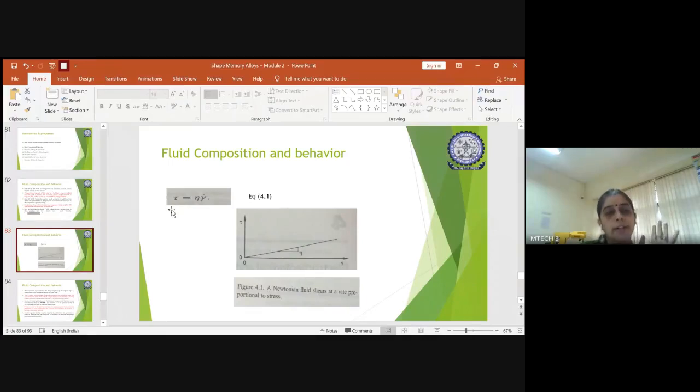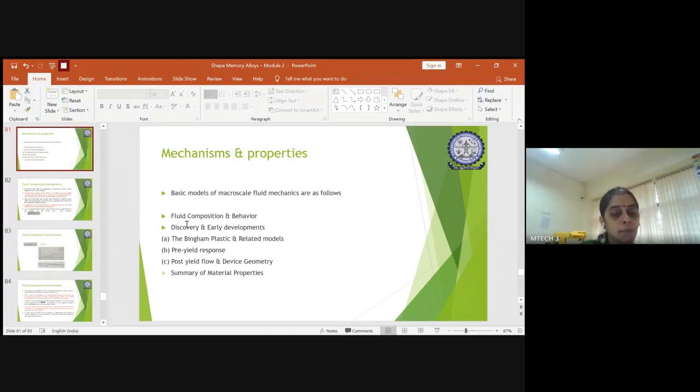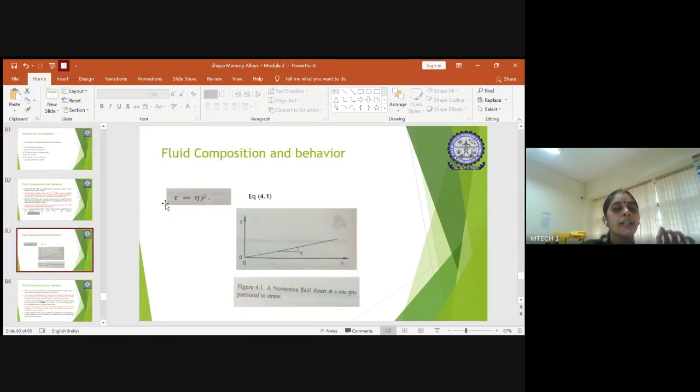We are going to use some basic models, which we haven't covered yet. After studying fluid composition and discovery, we'll go to the basic models. In these basic models, we have some equations related to yield stress and yield strain. Through those equations, we'll calculate theoretically the yield stress and yield strain, and conclude that this is the range of values for this particular ER fluid or MR fluid. But this is a theoretical calculation using a mathematical model.